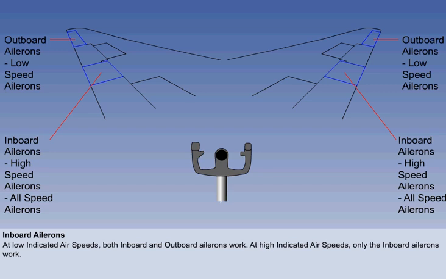The outboard low-speed ailerons only work when the trailing edge flaps are down. When the trailing edge flaps are retracted, the outboard low-speed ailerons are locked out. The inboard high-speed, all-speed ailerons always work. Please review this scene several times to ensure you remember the complexities.